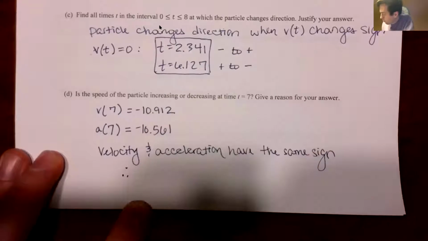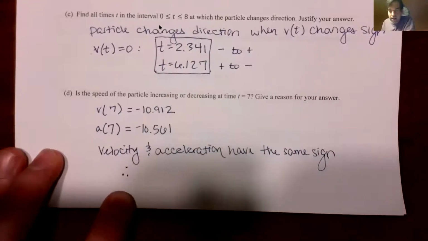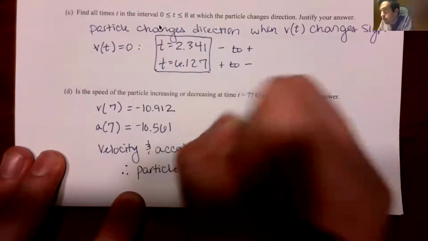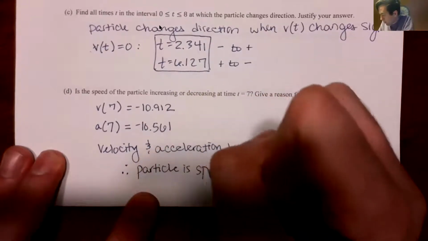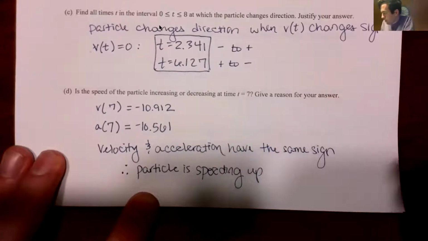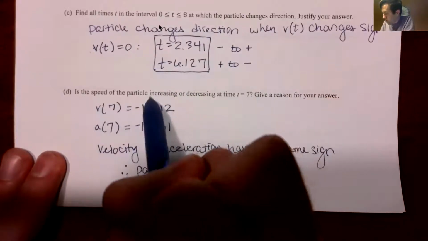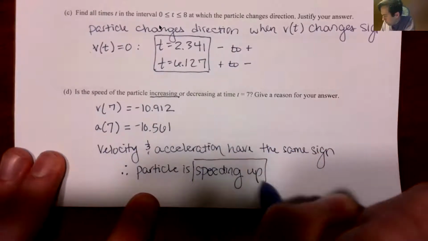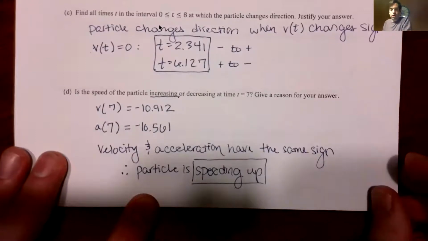Therefore, remember these 3 dots in a triangle mean therefore. Therefore, the particle is speeding up. Or you could say that the speed of the particle is increasing. Okay? So that's the end of example 1. Let's keep moving.